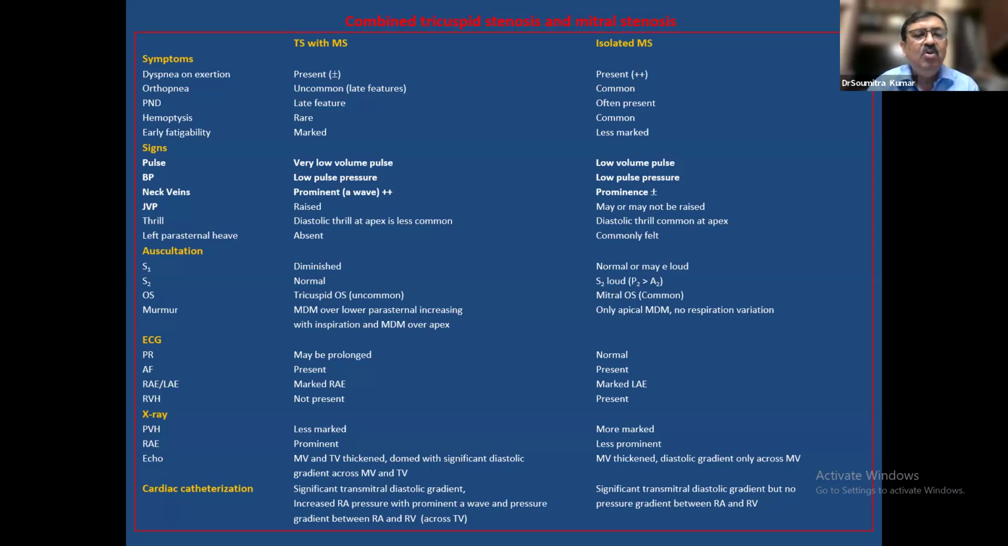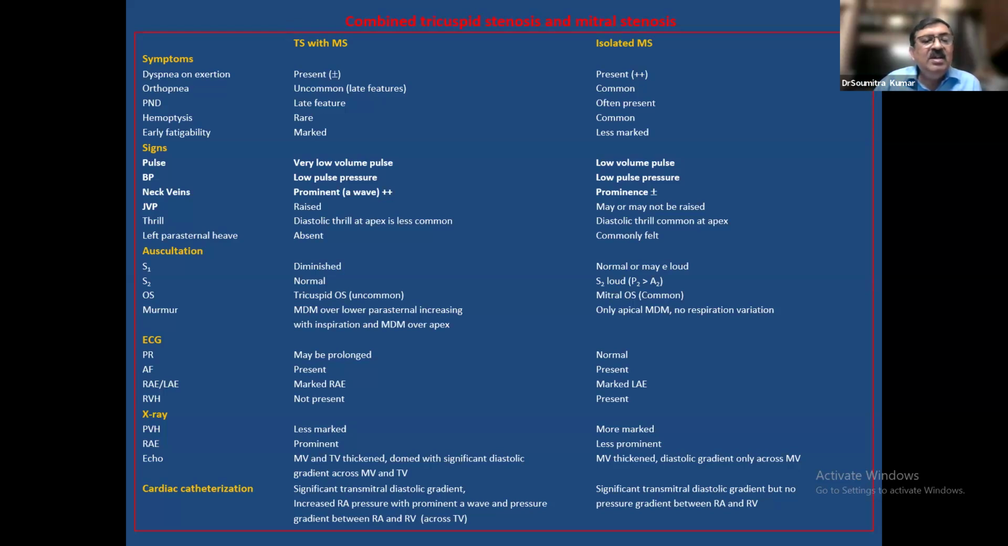We get a very low volume pulse in the presence of TS-MS, and blood pressure with low pulse pressure, with both isolated MS and the TS-MS combination. We get a very giant A wave with the TS-MS combination. And parasternal heave, despite the presence of pulmonary hypertension, can be absent with the TS-MS combination. So these are some of the features, and of course, the opening snap can be there, but it is less likely to be heard with the TS-MS combination.